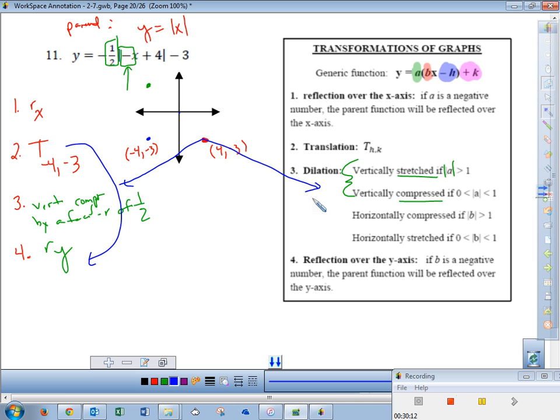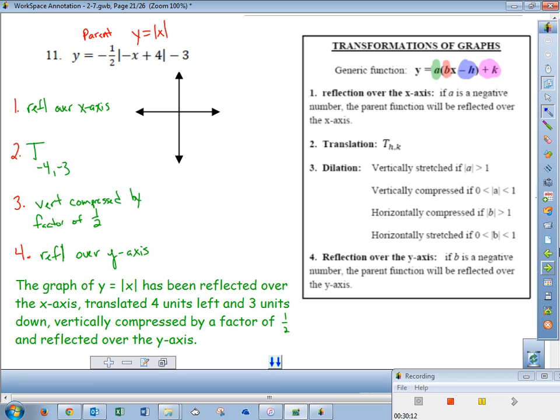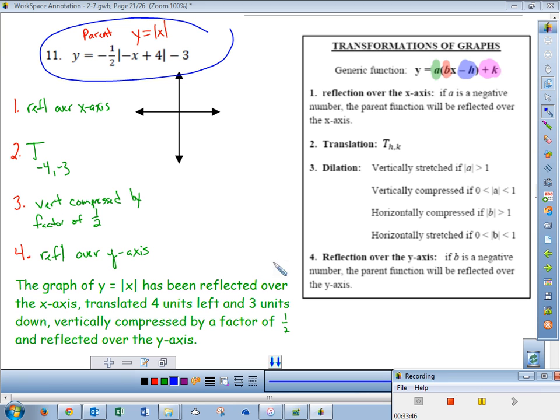Then write your sentence. Let's wrap up. Awesome, we got all 4 parts to write down. Nice, neat, long sentence. So here's our sentence on the previous one. Graph of y equals absolute value of x, reflected, vertically compressed by a factor of 1/2, translated 4 left, 3 down. Make sure that's a positive number, not a negative. A value 0, 1/2.